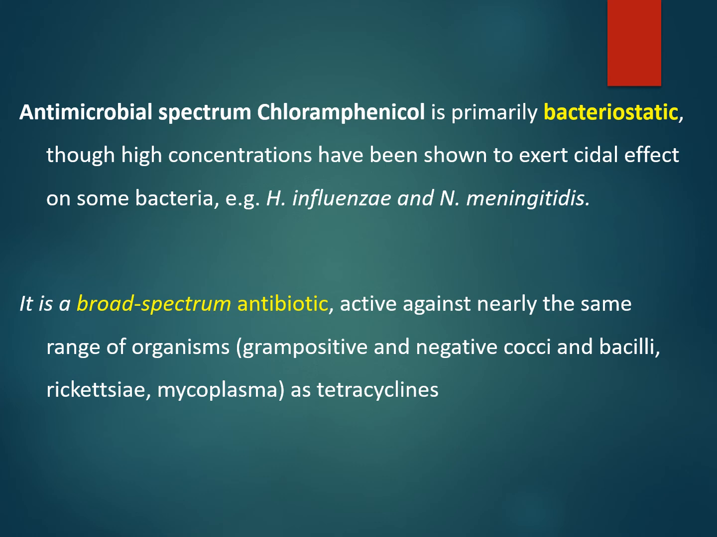Regarding the antimicrobial spectrum, this is a bacteriostatic drug which inhibits bacterial replication. That means it decreases the growth of the bacteria, and the number of bacteria decreases. A bacteriostatic drug is not a bactericidal drug. It does not kill, but only in higher concentration does it show a bactericidal effect, and on some bacteria, that is Haemophilus influenzae and Neisseria meningitidis. This is a broad spectrum antibiotic which is active against nearly the same range of organisms as tetracycline.